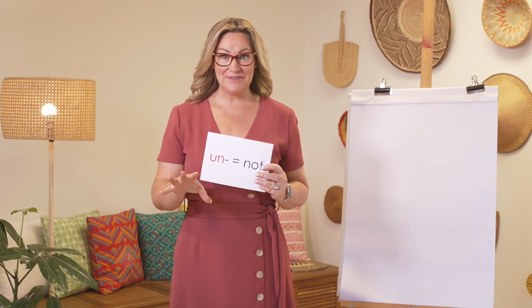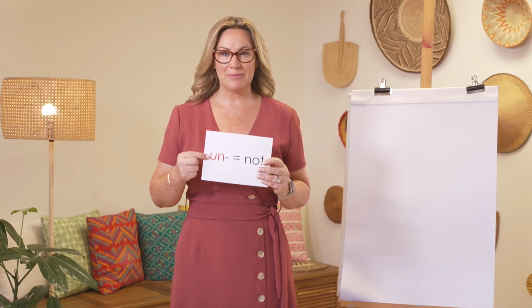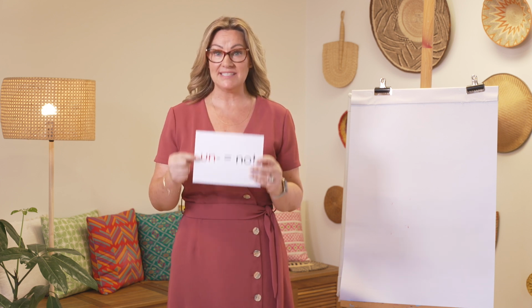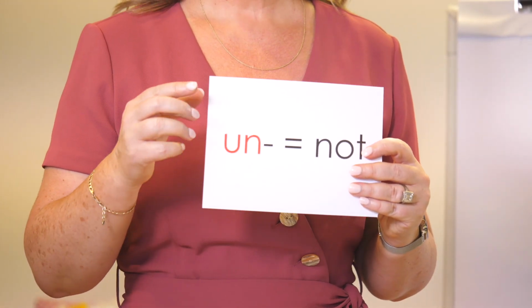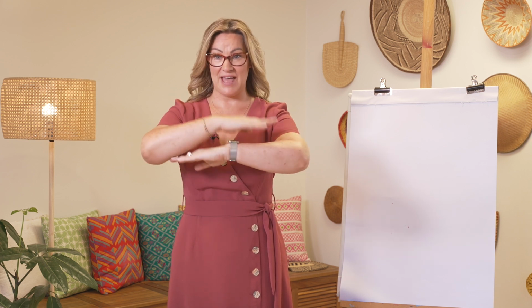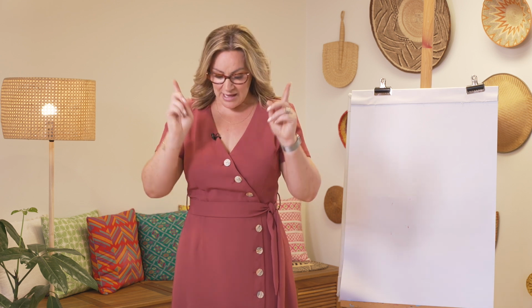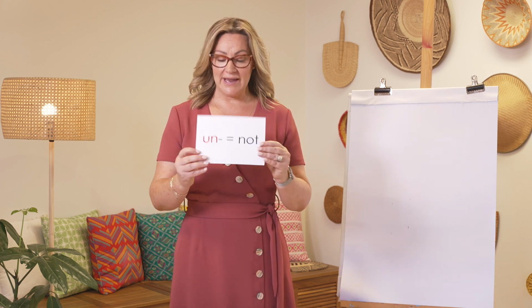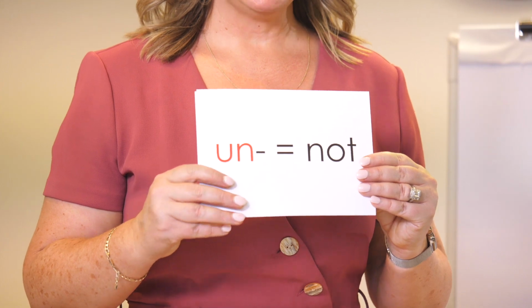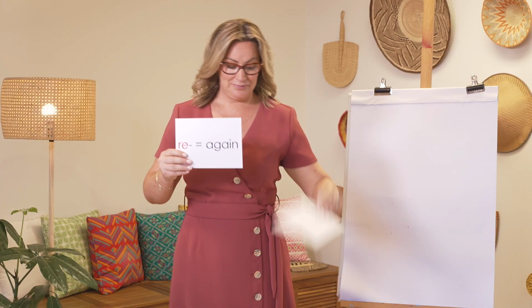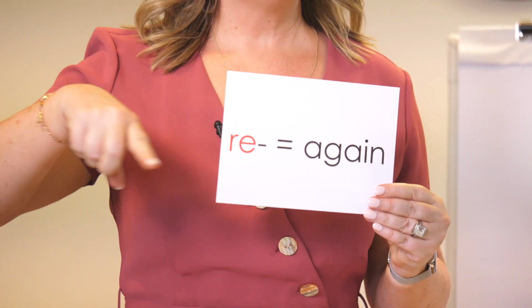Okay, so we've done our definitions. Now let's just refresh our memories about the prefixes and suffixes that we already know. So remember, I'll do the action. A prefix comes at the start of a word and it changes the meaning of that base word. And a prefix, it's not a word on its own. These are the prefixes we know already. Un means not. Re means again. Excellent.